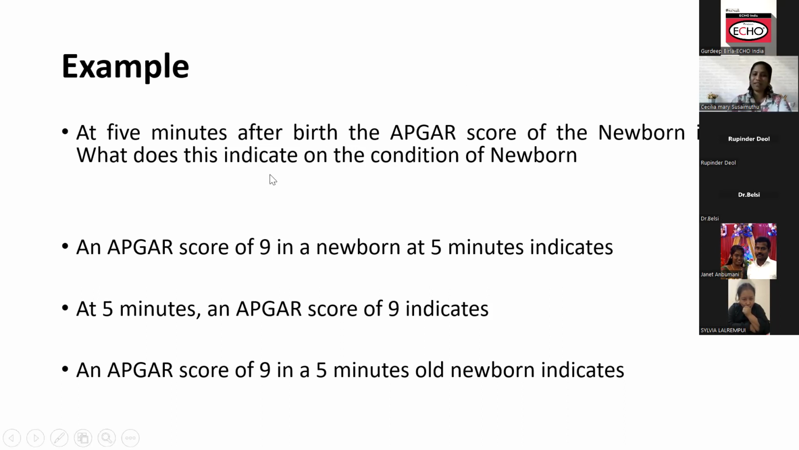Okay. So these are the different ways of writing only one stem. And does this second one, an Apgar score of 9 in a newborn at 5 minutes indicates, convey the same information? Yes, ma'am, the second one does indicate it. Okay, good, thank you for answering. So there are different ways.